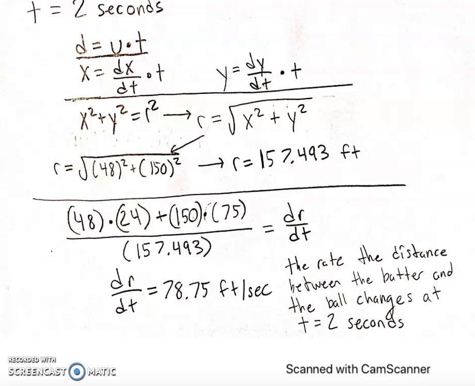Putting it back into the context of the problem, we can say that 2 seconds after the batter hit the ball, the distance between the batter and the ball is increasing at a rate of 78.75 feet per second.